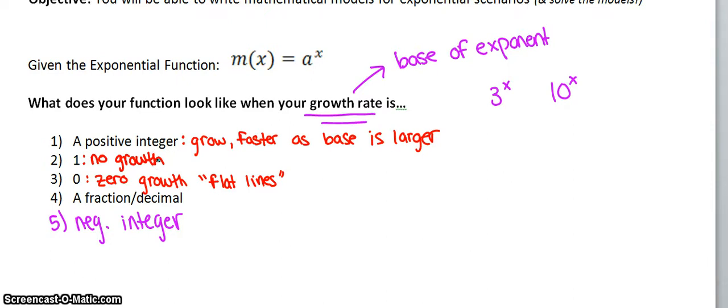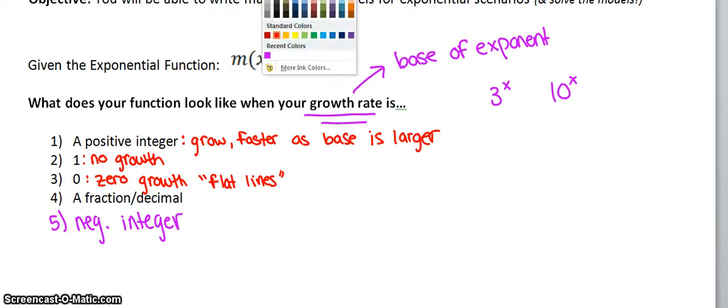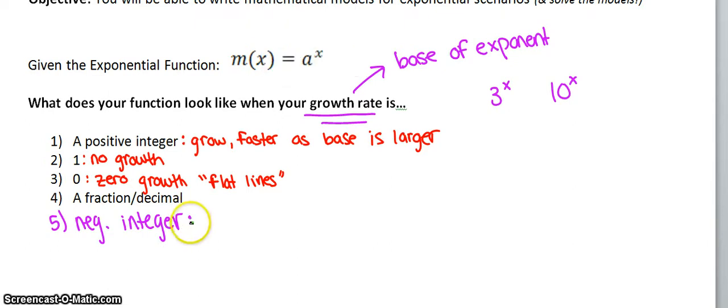Okay, so 1 times anything is not going to change it, so there's no growth. And I suppose you should just note the difference between these two: you can't have 0 to a negative exponent, but you can have 1 to a negative exponent. Okay, let's try a negative integer before we do fractions or decimals.